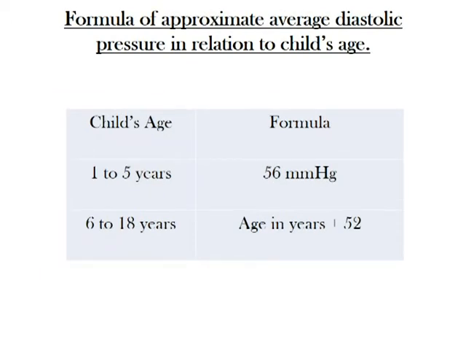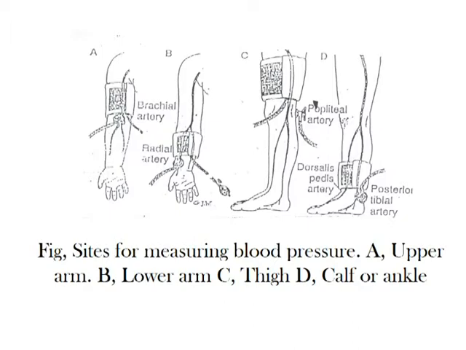Formula of approximate average diastolic pressure in relation to the child's age. Child's age from 1 to 5 years, 56 millimeters of mercury. From 6 to 18 years, age in years plus 52. Look at this figure that shows sites for measuring blood pressure: A, upper arm; B, lower arm; C, thigh; D, calf or ankle.